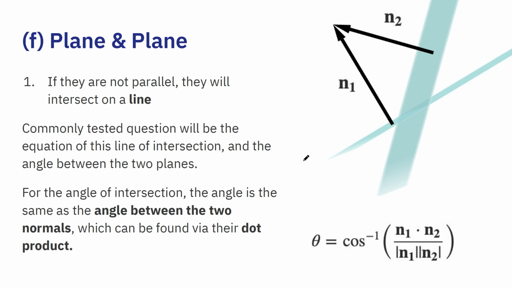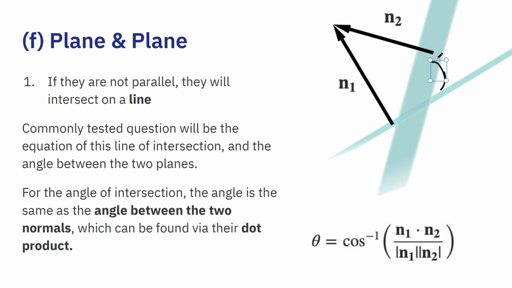Okay, so if the two planes are not parallel, they will intersect on a line. So you see we have a plane here and we have a plane here. They intersect at a line. So how do we find the equation for this line? So first let's talk about how do we find the angle of intersection of these two planes. So it will be something like this angle.